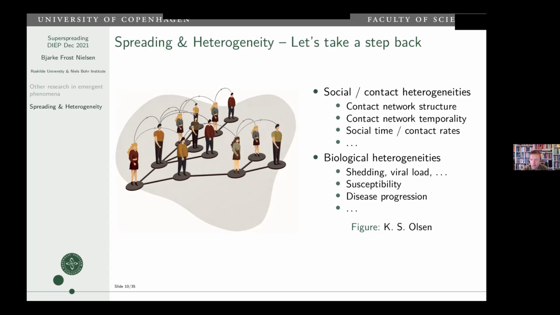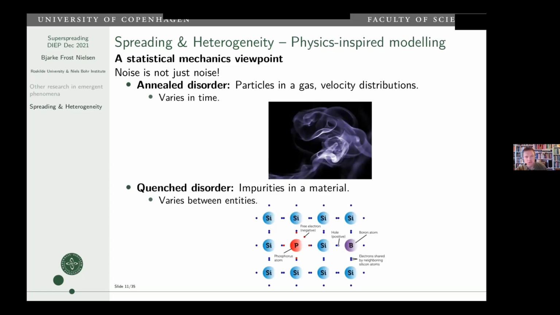Then there are biological heterogeneities, differences in how much virus you shed when you become infected. What does your viral load profile over time look like, for instance? How susceptible are you to the disease? How does the disease progress in terms of symptoms and so on? There's lots of things here. And most of them are not studied that much at the scale where individual differences matter, so to speak. And it turns out that individual differences matter a lot in many of these questions.